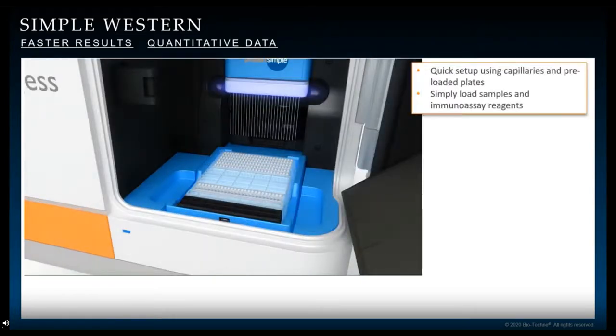An experiment on this is fairly easy to set up once you're familiar with it. There's two things that you're loading into the system. One is this capillary cartridge that you see on the top here. This is a 25 cap cartridge. You also have a 13. So you have enough room here for 24 samples plus your molecular weight ladder. And then we have this plate.